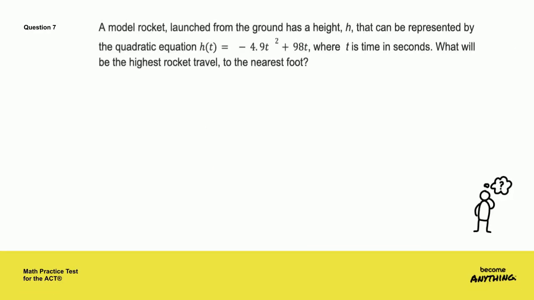Question 7. A model rocket, launched from the ground, has a height, h, that can be represented by the following quadratic equation, where t is time in seconds. What will be the highest the rocket travels to the nearest foot? A. 490 feet. B. 735 feet. C. 1,000 feet. D. 1,470 feet.